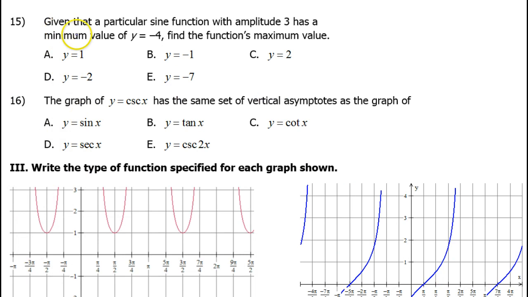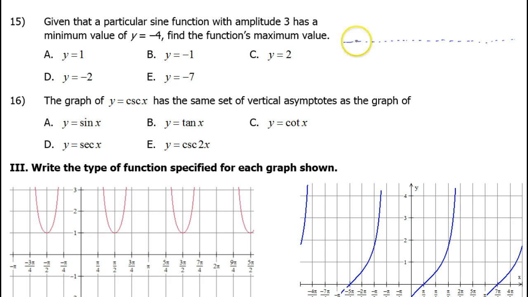Alright, take a look at number 15. Given that a particular sine function with an amplitude of 3 has a minimum value of -4, what is the function's maximum value? Now, this dotted line that I'm putting down is the midline. It is not the x-axis. I don't know where the x-axis is just yet, but that is the midline.